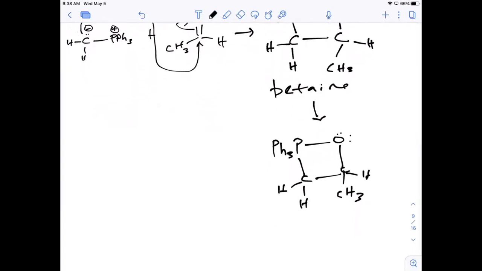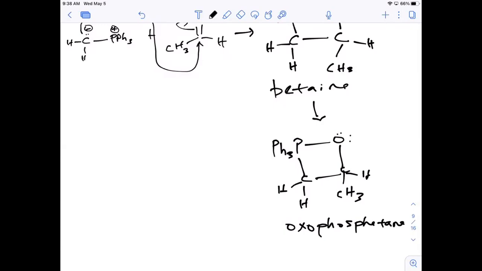intermediate is observable. The betaine is debatable, whether or not you can observe that in a reaction, or whether it has been observed. And actually, one particular chemist, Peter Wittig, actually showed that the betaine didn't exist. But we're going to use it because it helps to make sense of what we're talking about. All right, so this is the oxaphosphetane.